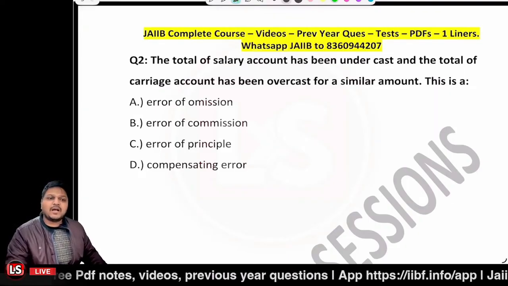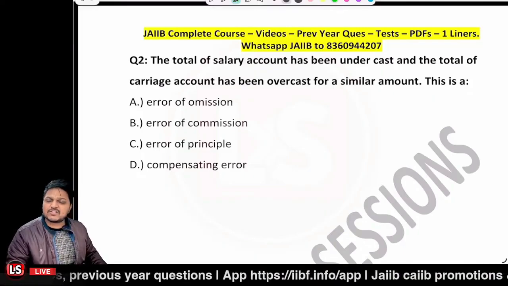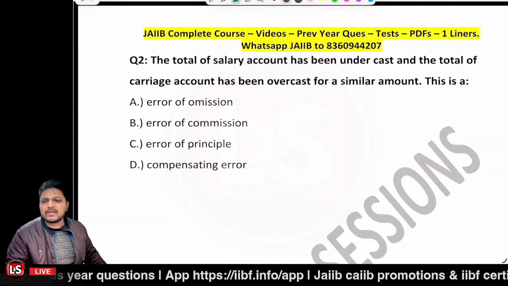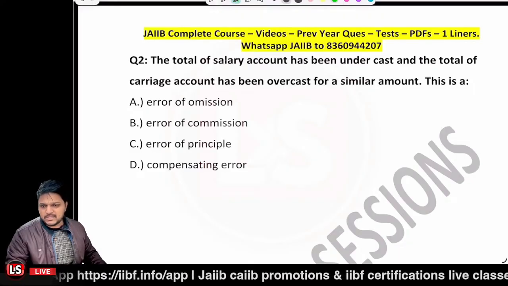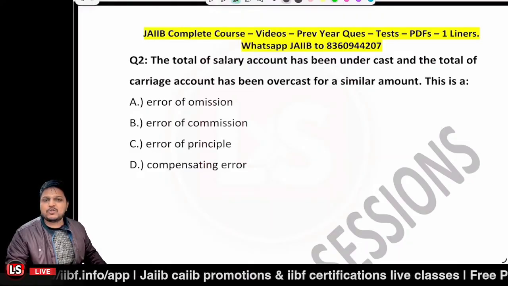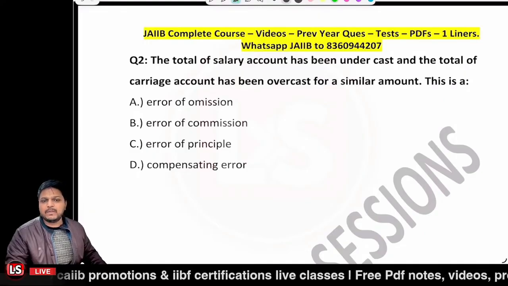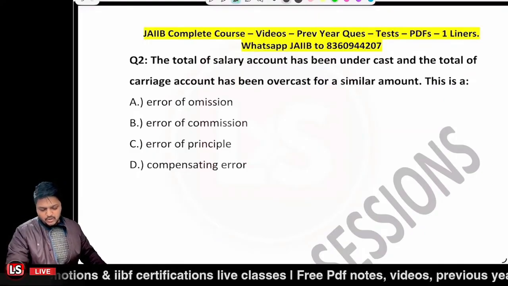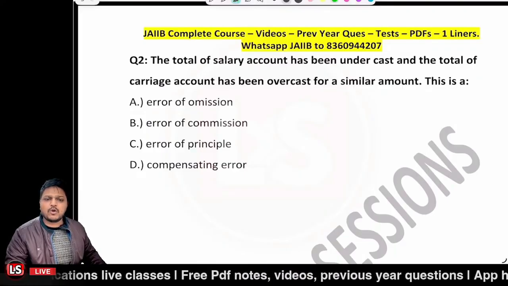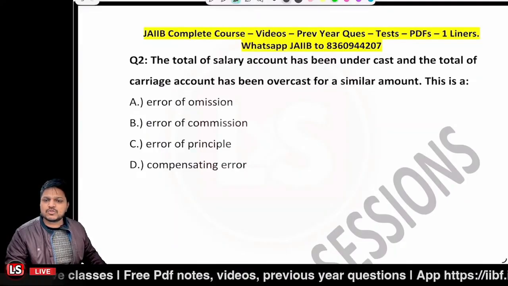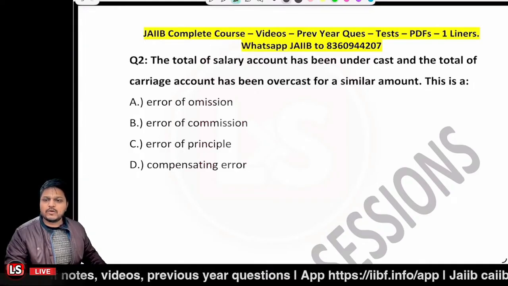So we have undercast the salary account, but we have overcast the carriage account. Now, those are not related to a single entry, first of all, right? These are two different entries, and one error is going to nullify the effect of the other error. So what type would it be? Error of commission, omission, principal, or the compensating error? I want you all to participate so as to answer the questions. So what will be the answer here?